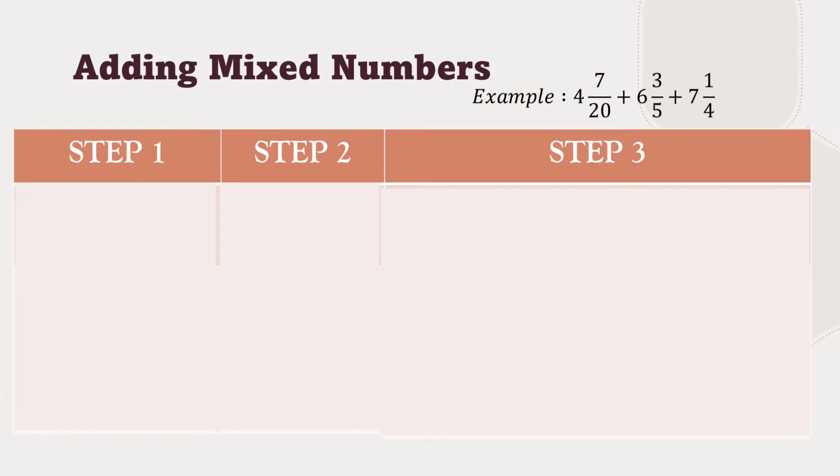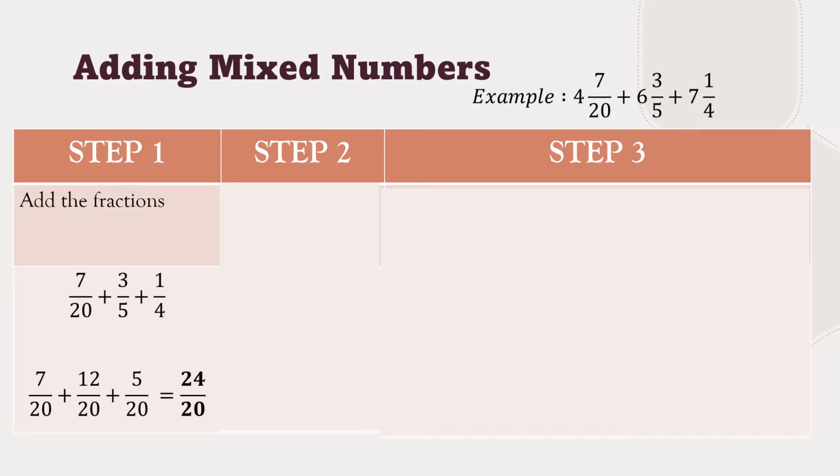Now let us proceed in adding mixed numbers. So we have here an example: 4 and 7 over 20 plus 6 and 3/5 plus 7 and 1/4. In this method, we are going to separate first the fractions from the whole numbers, and we are going to add first the fractions. So the fractions are 7 over 20 plus 3/5 and 1/4.